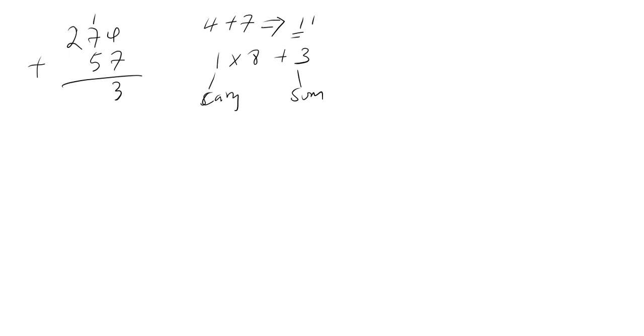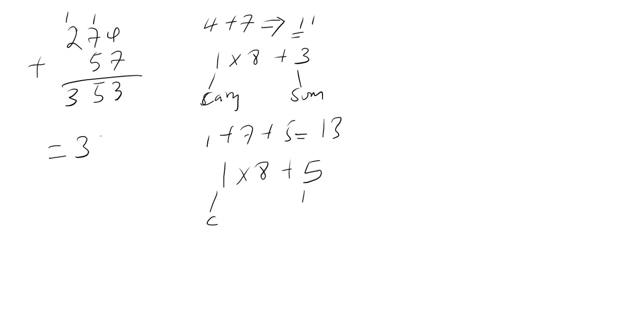In the next column we have 1 plus 7 plus 5, which is 13. 13 can be written as 1 times 8 plus 5. So 5 is the sum, so we write 5 and we carry 1, which is here. And the last one is 1 plus 2, which is 3. So in this case, our answer becomes 353 base 8.